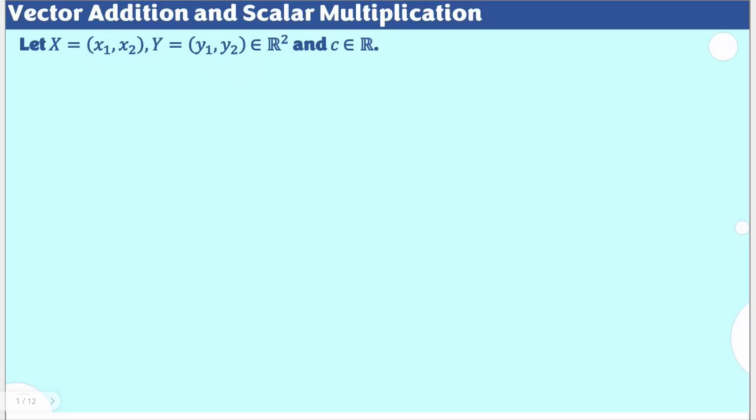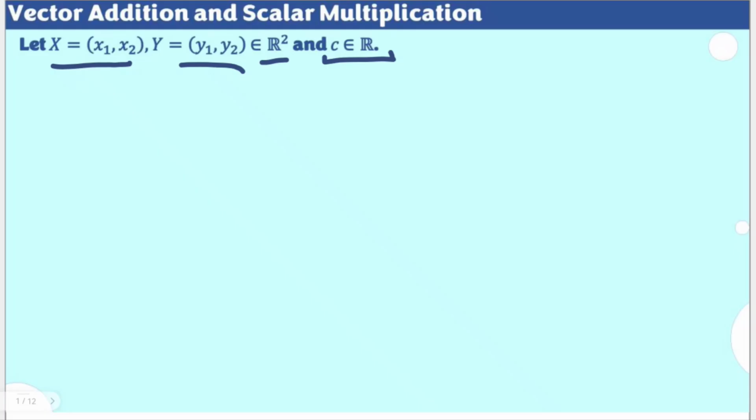Let's consider two vectors in R squared, or R2, or in the Euclidean plane, where x and y have the following components. X in R2 is actually a point in the Cartesian plane, x sub 1 and x sub 2. And then we have here y sub 1 and y sub 2 for the components of y. And let C be a scalar, a real number.